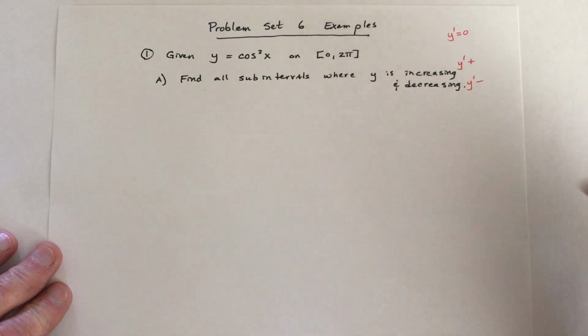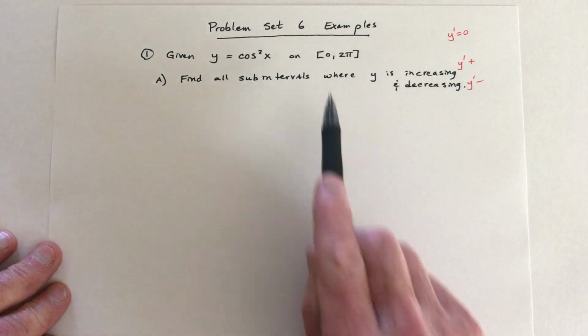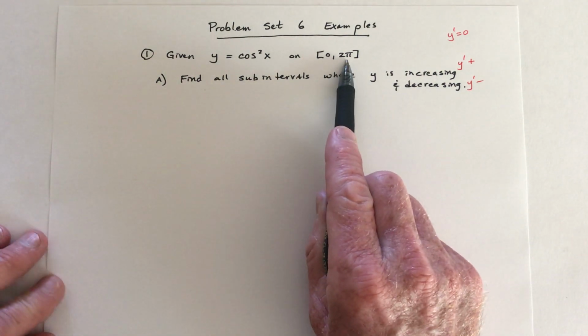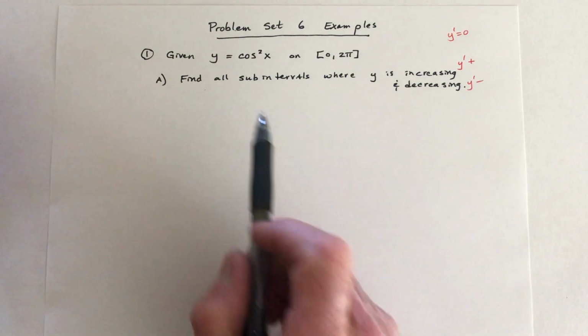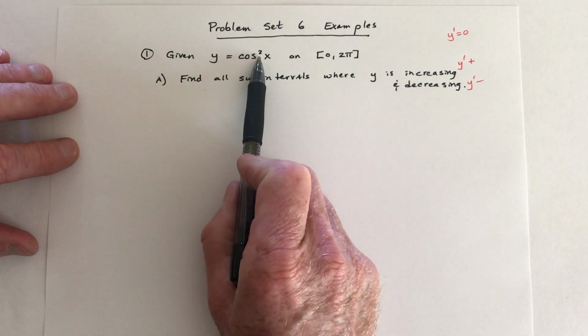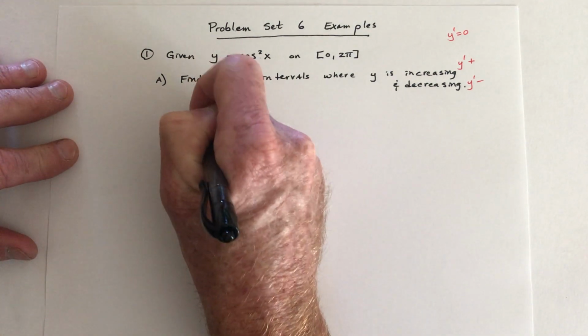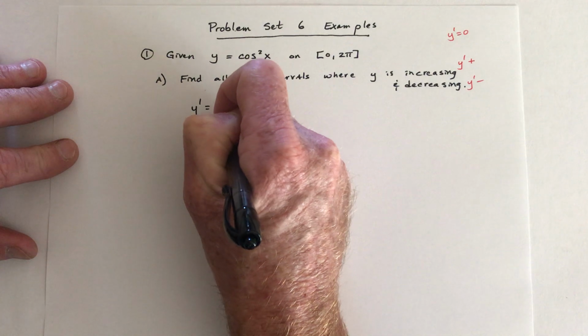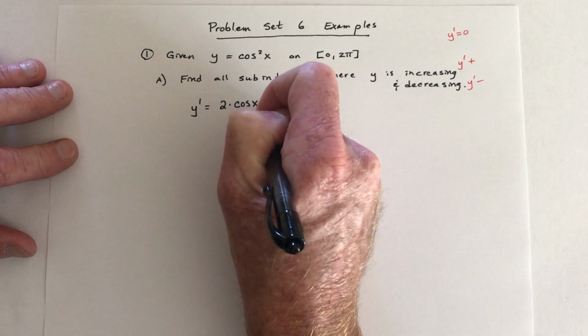So the first thing we need to do is take the derivative and set it equal to 0. Also notice this is on the interval from 0 to 2 pi, so we may need to find more than one solution. But first, for the derivative. So this function got squared, so we actually need to start with the power rule. The derivative is going to be, bring the 2 down, multiply, and then subtract 1 from the exponent.